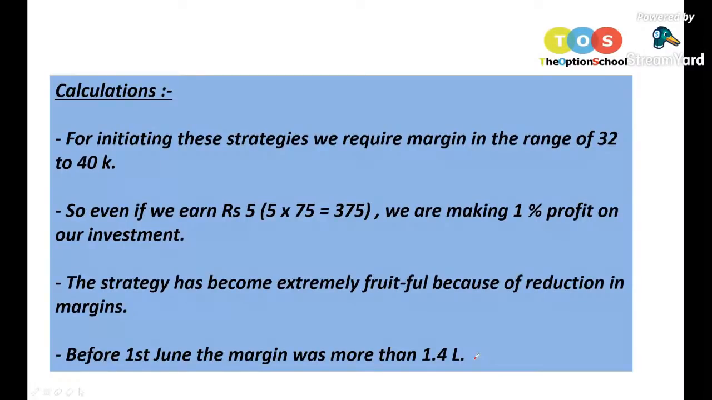And before 1st June, the margin required for these kind of trades was around 1.4 lakh, which was pretty high, and hence the whole profitability was going for a toss. That is why these kind of margins are in fact better than they are in the Western world. That is why iron condor and iron butterfly are the most widely used strategies in developed markets, right?